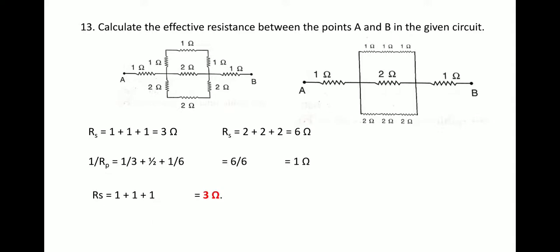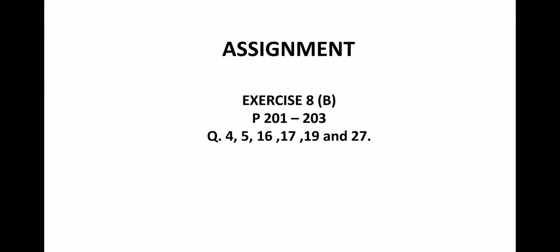Alright. So I hope you have understood this. There will be an assignment in which you have to do similar kinds of questions, from exercise 8b, page number 201 to 203. These are the questions that you need to attempt: 5, 16, 17, 19 and 27. Alright. Thank you.